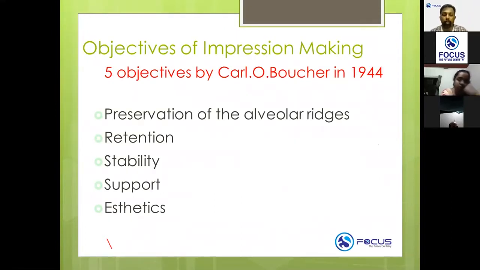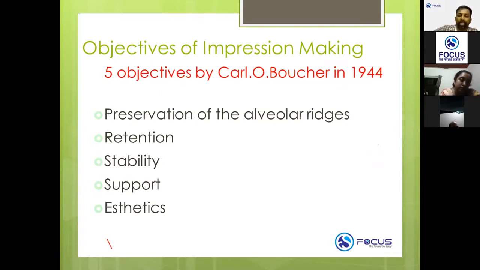Now, objectives of impression making. It was given by Boucher. The 5 objectives are the preservation of the alveolar ridge, retention, stability, support, and aesthetics. So whichever alveolar tissue is present, we have to preserve it.